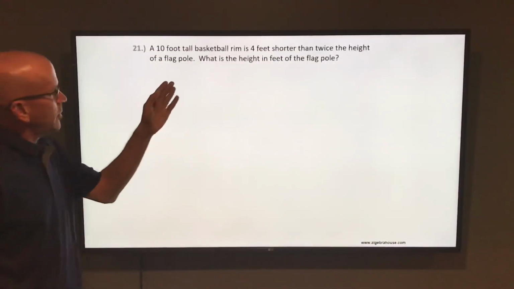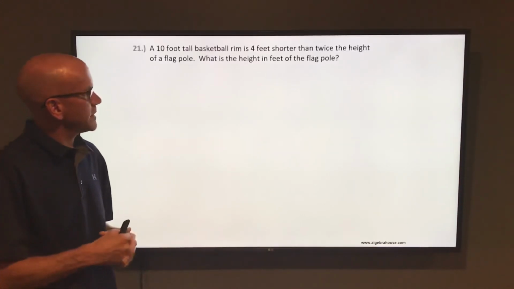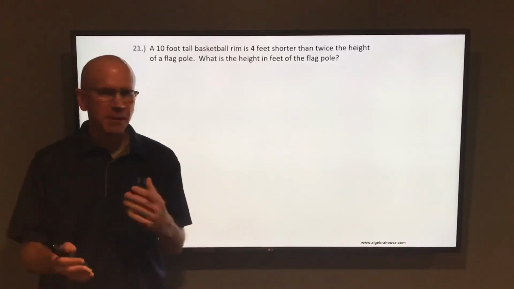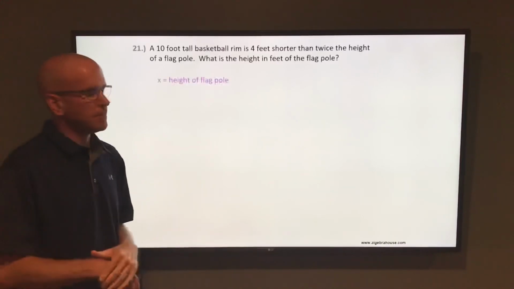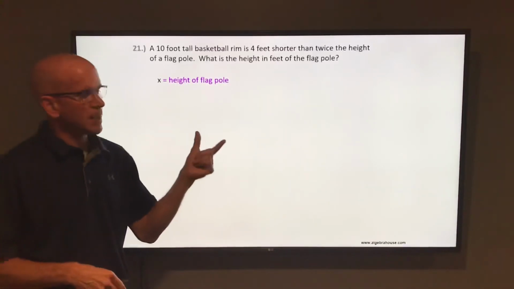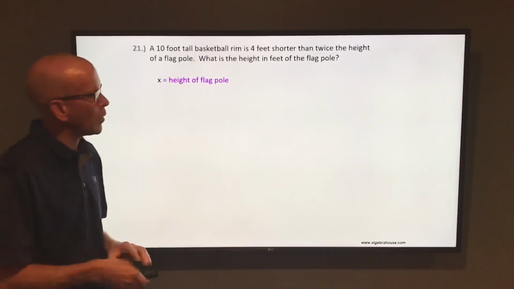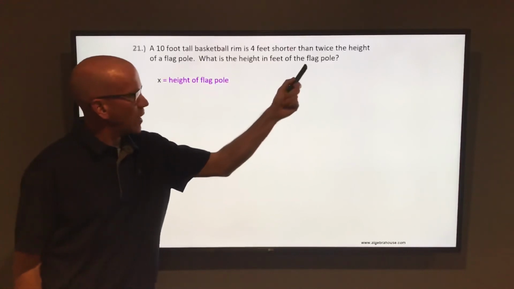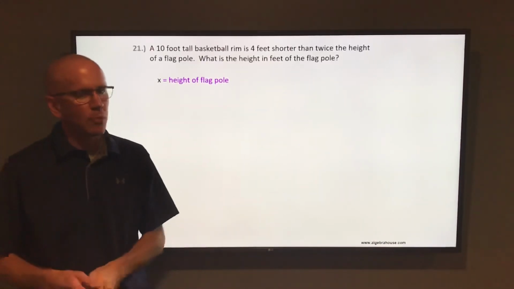This says a 10-foot tall basketball rim is 4 feet shorter than twice the height of the flagpole. What is the height in feet of the flagpole? Now, you might be able to figure this out with a little common sense and maybe a calculator if needed. But you can also figure this out by using an equation. Remember, when you're setting up an equation to solve a word problem like this, let x, or the variable, represent what is being asked. What is the height in feet of the flagpole? That's what we're going to let x equal. X equals the height of the flagpole.